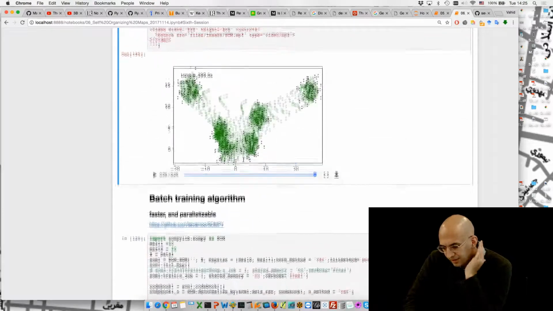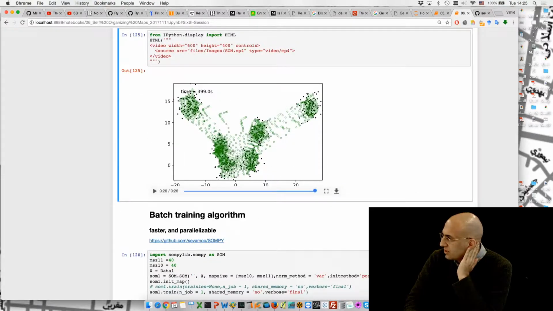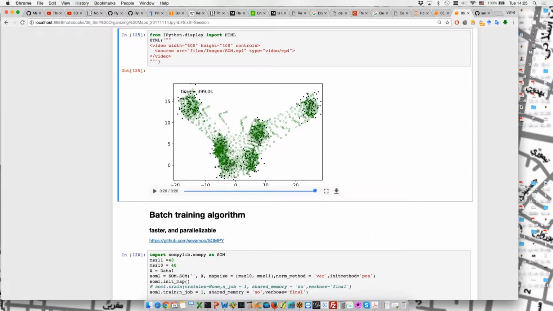But then there is another way of implementing this algorithm, which is called batch learning. And this is kind of a modification. The problem with online learning is that imagine if you have 1 million data points, you cannot parallelize it, because in every time step you need to wait for the next data point, right? So you can parallelize the calculations of the distances, but you cannot parallelize the data projection.